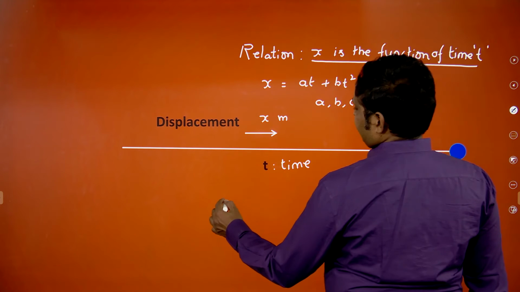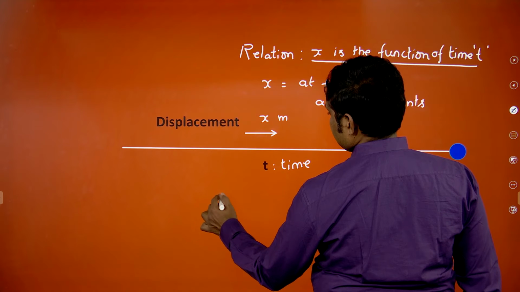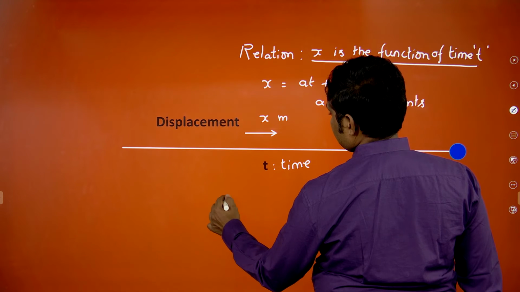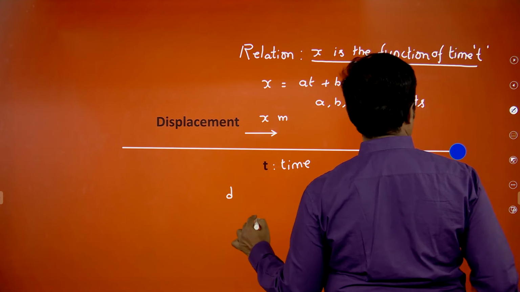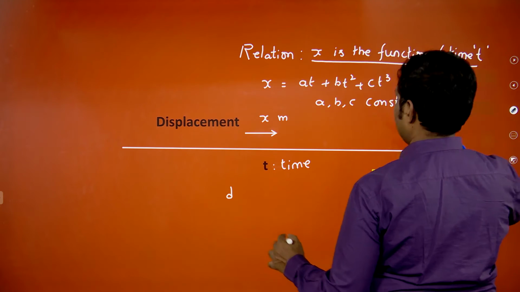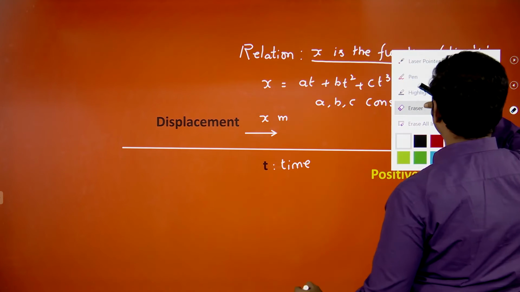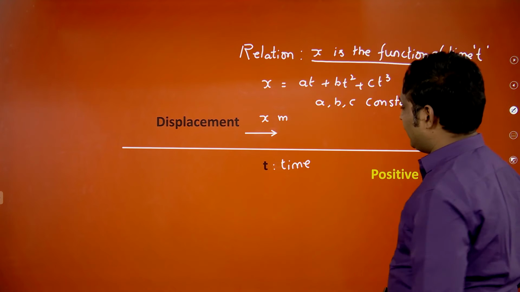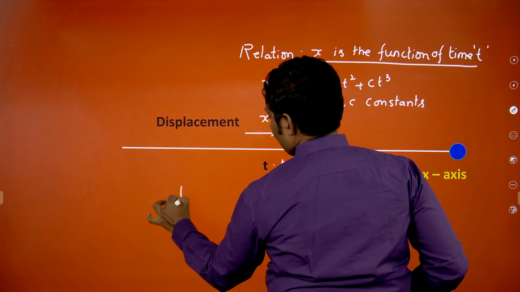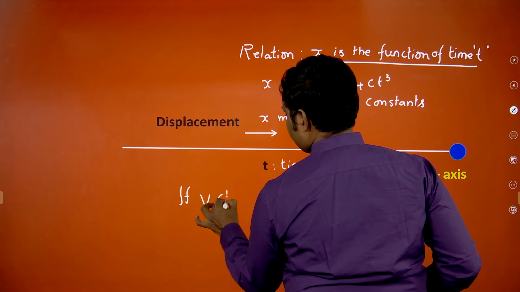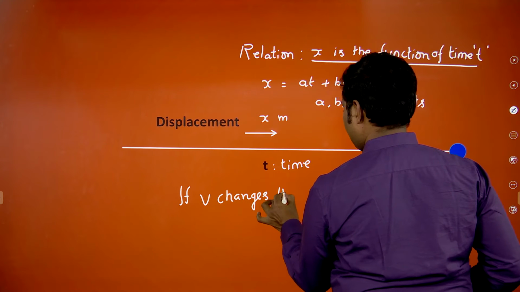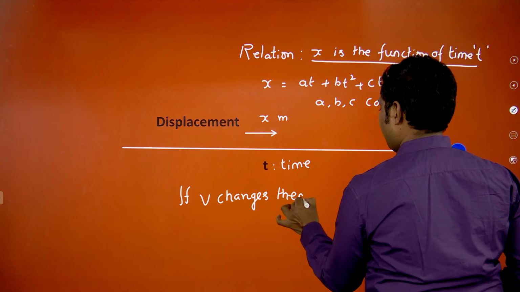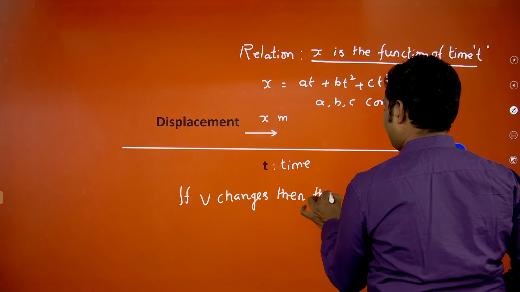If you are getting that, d by, just you have to talk about the different parameters. You can get that if v changes, then there exists an acceleration.